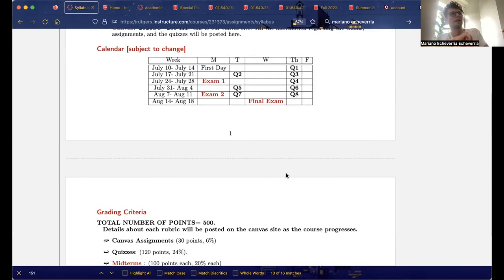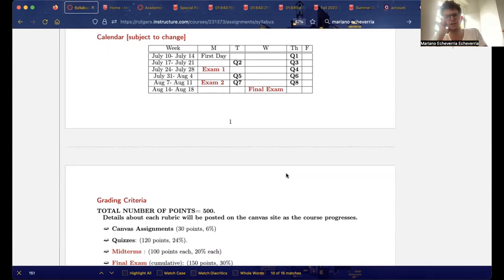What I prefer to do for the quizzes is give you a list of problems to study for each quiz, and then I'll pick the quiz problems from that list. It's a way to make you practice a certain number of problems each week. But the quizzes and the exams will take place during class using this Respondus Lockdown Browser.